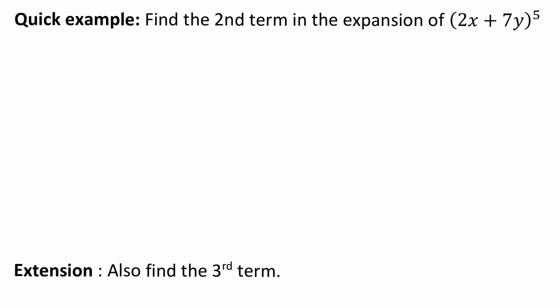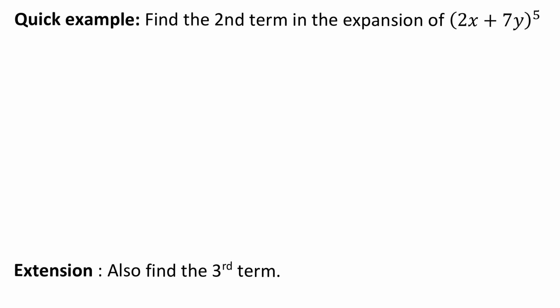Let's try a few more examples, these ones with a little bit of a trickier binomial. Here we have 2x plus 7y. So notice we've added variables to both the first and second part of the binomial. We're looking for the second term, and then we'll also find the third term in a moment. But let's focus on that second term of this to the power of 5. Pause the video and give it a try.